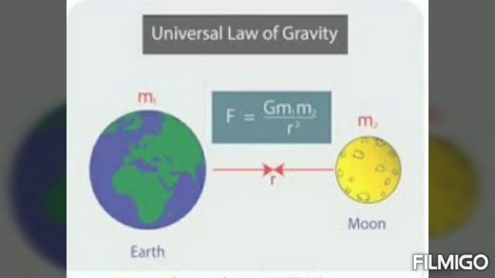What is the value of G? 6.673 times 10 to the power minus 11 Newton meter squared kilogram raised to minus 2. What is the unit of G? Newton meter squared kilogram raised to minus 2. So, I hope all of you learned well. This is a very important question. The value of G is also very important. You have learned well. Okay, students.